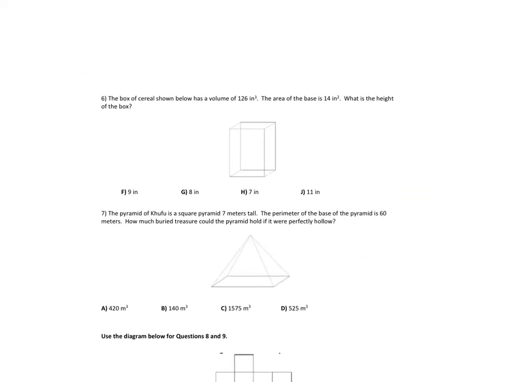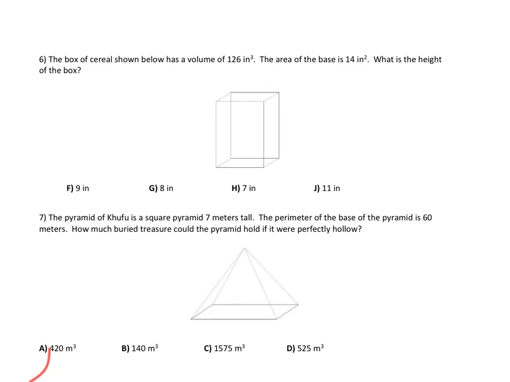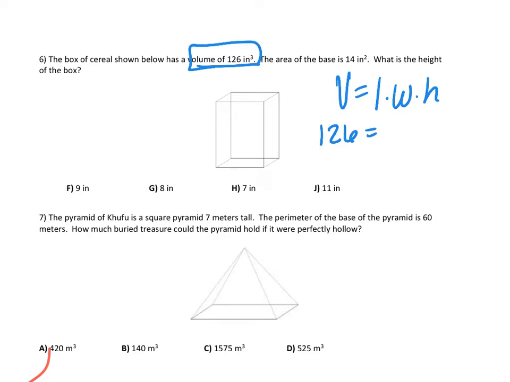Next page. The box of cereal shown below has a volume of 126. The area of the base is 14. What is the height? I'm going to tell you guys, I feel like it shows up in this form a lot, okay? They said volume, and it says cereal box, so we know it's length times width times height. I would write that formula even though it's not asking you to find the volume, okay? What did it tell you? It said the volume is 126. So 126 is what it equals, right?